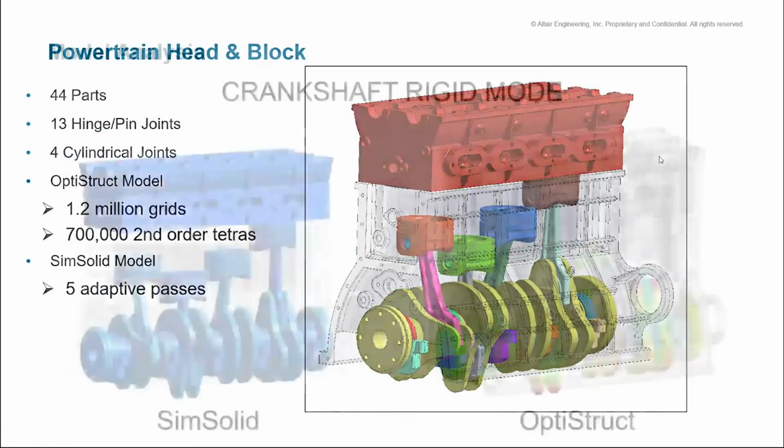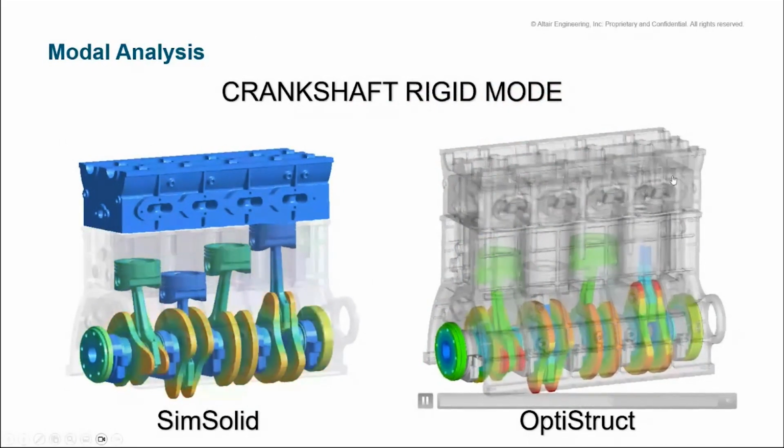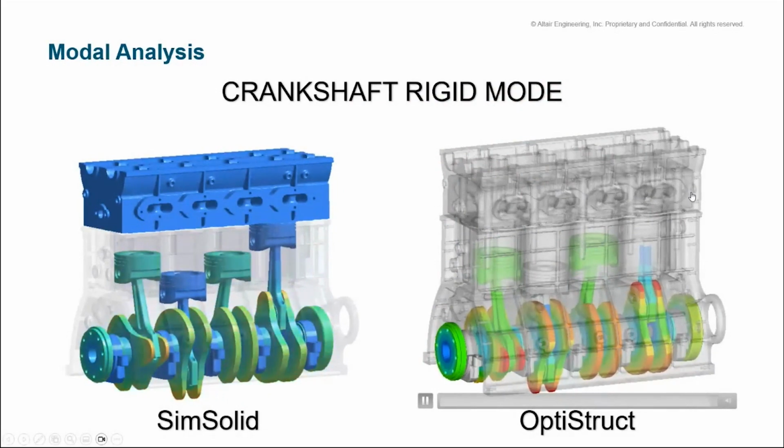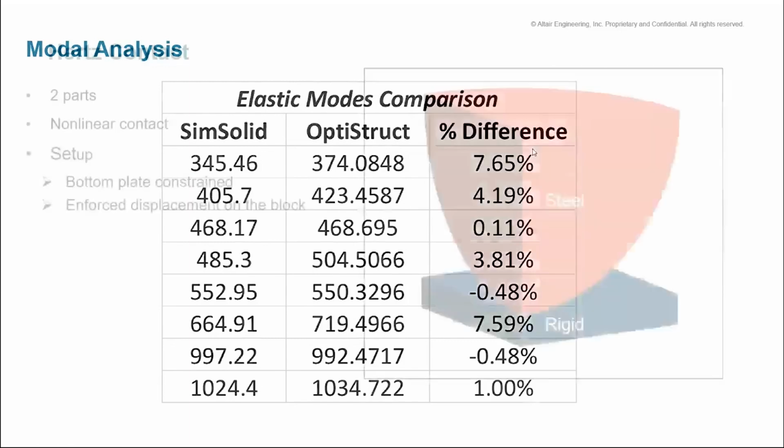A powertrain head and block, so that's with a crankshaft and the connecting rod and the pistons. Elastic modes comparison. Here you can see correlation, the worst being nearly 7.7%. So typically we're looking for 10 to 15% error. So, as you can see, it really gives good, strong results, and the benefit being in a very short amount of time for the entire process of pre-processing, solving, and post-processing.